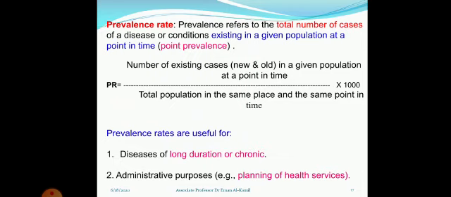So the prevalence equals the new cases plus the existing cases before we start the calculation. The prevalence equals the number of new cases plus the old cases of the disease divided by the total population in a specific period of time multiplied by 1000. The prevalence rate is useful for diseases of long duration or chronic diseases, and it is used for administrative purposes because it is important for the planning of healthcare services: how many health services, how much, and what is the quality of the healthcare services.